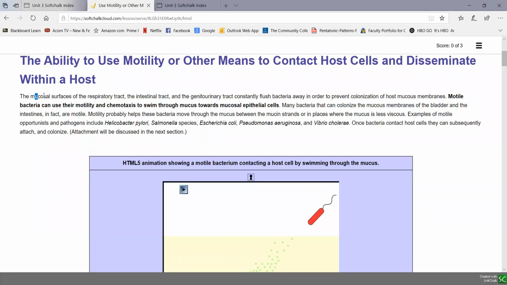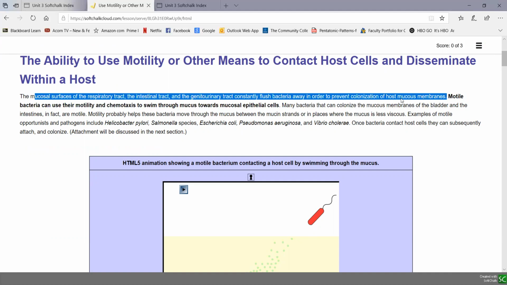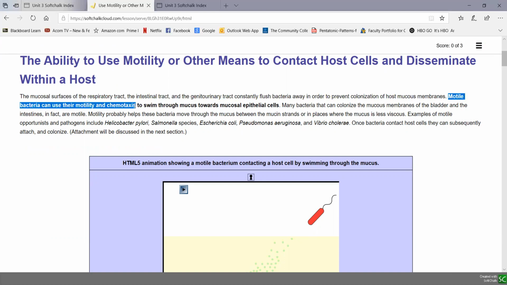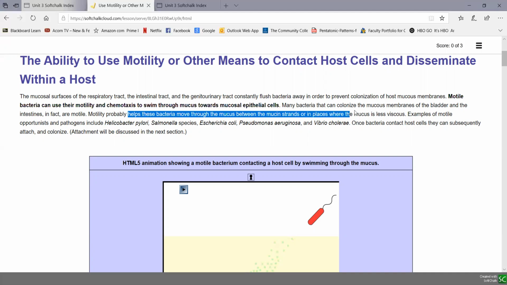Now, mucosal surfaces of the respiratory tract, the intestinal tract, and the genitourinary tract constantly flush bacteria away to prevent colonization of host mucous membranes. They do this, of course, through the mucus they secrete. Motile bacteria, however, can use their motility and chemotaxis to swim through the mucus towards mucosal epithelial cells to eventually make contact with those cells. And many of the bacteria that colonize the mucous membranes of the bladder and the intestinal tract are motile. So we think motility helps these bacteria move through the mucus between mucin strands or in places where the mucus is less viscous or more watery.